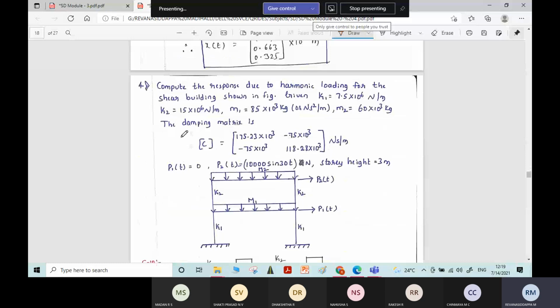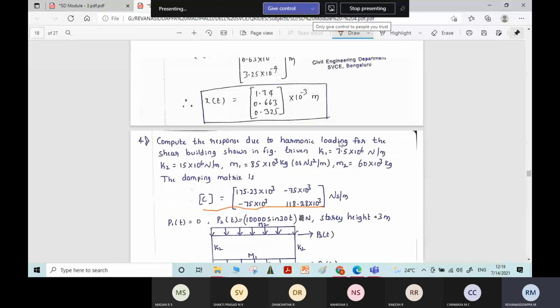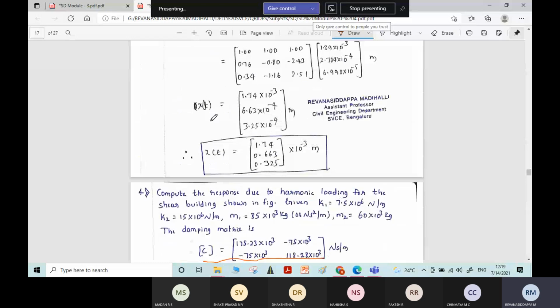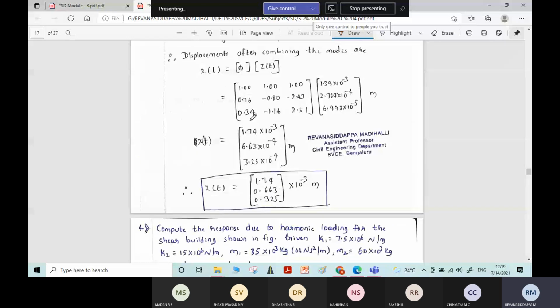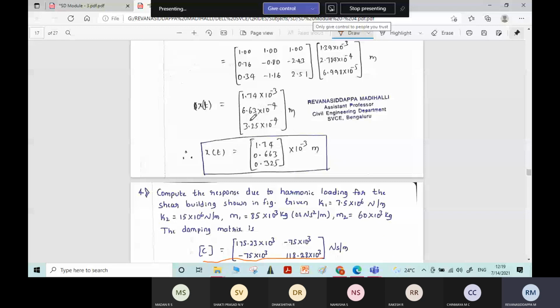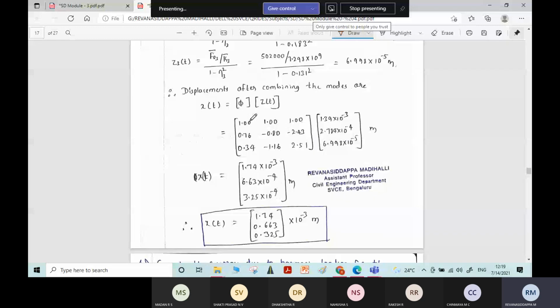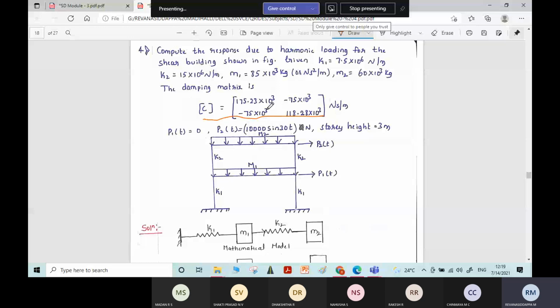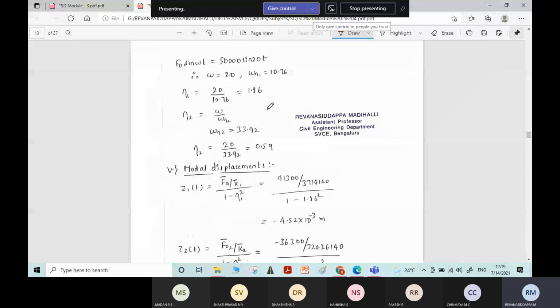Here, the fourth problem is with the damping values. The earlier problems are forced vibrations without damping. Damping is 0. The zeta value was 0 in previous problems. But in this problem, he has given the damping matrix, damping values he has given. For that, I have written the procedure, a clear cut procedure.